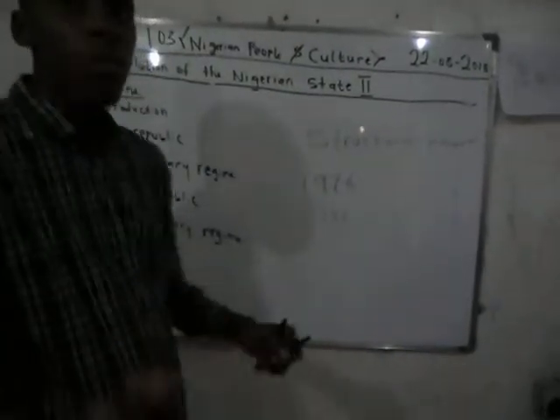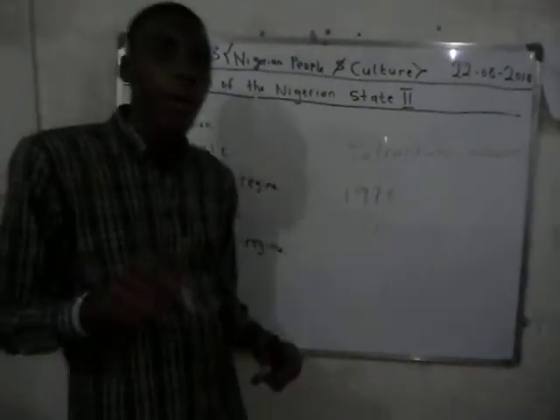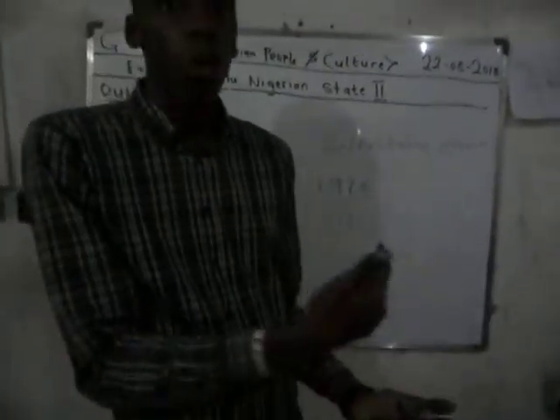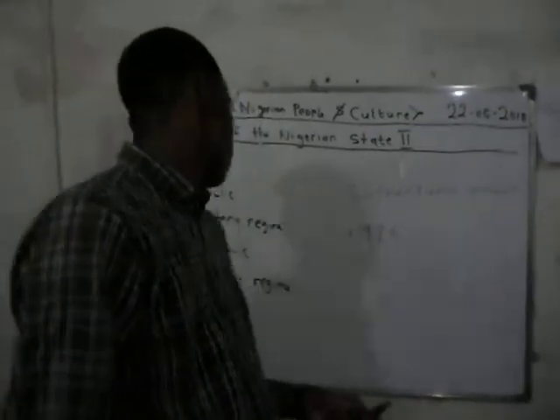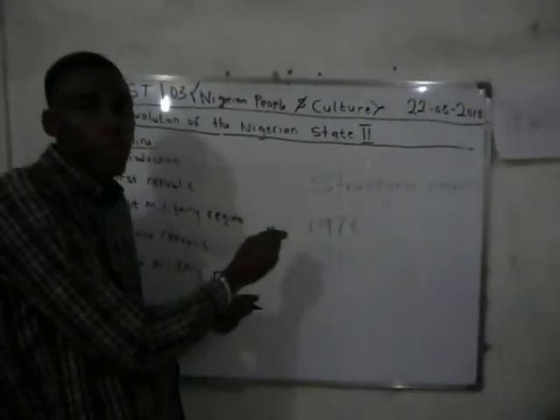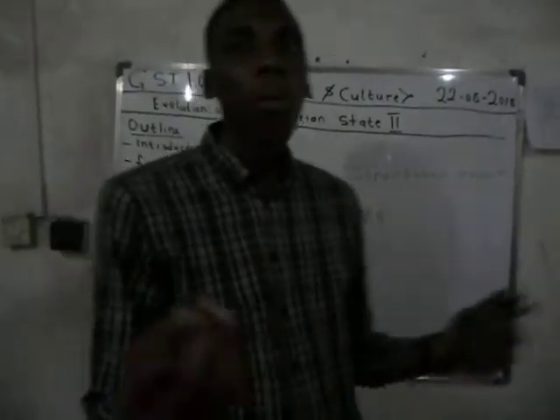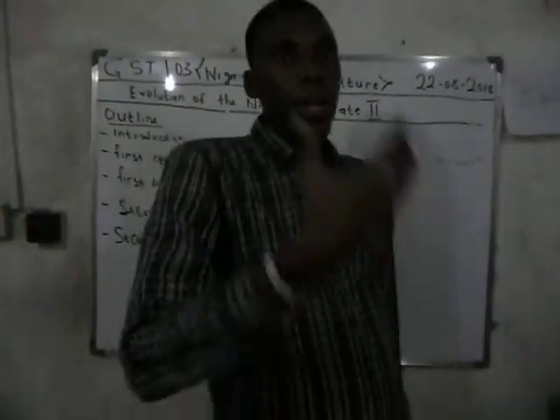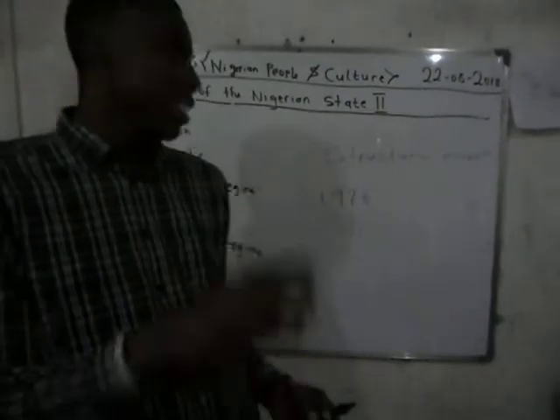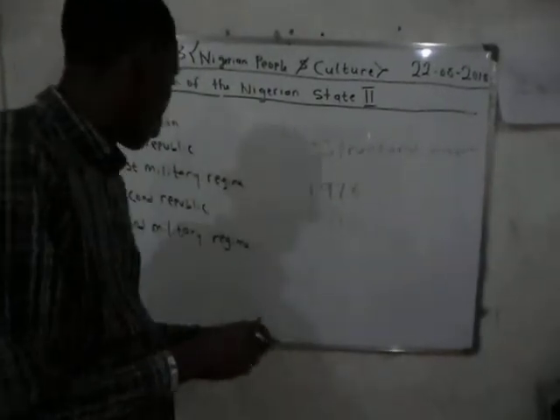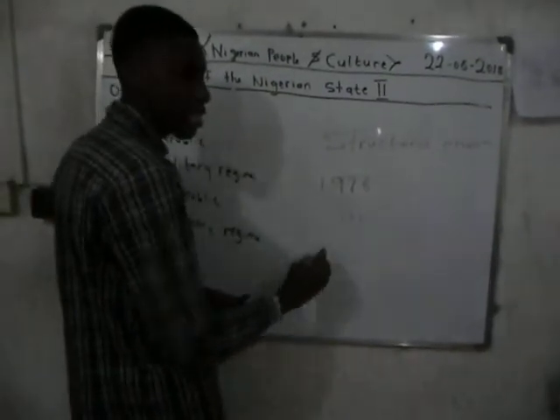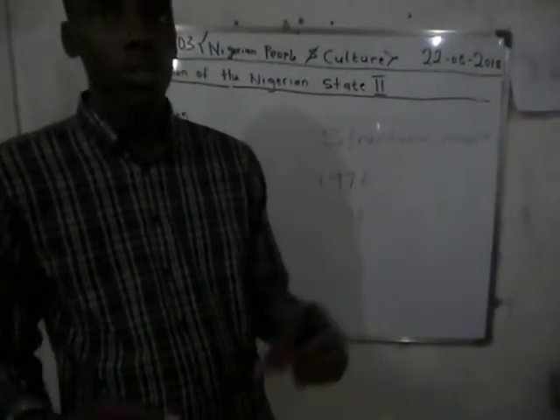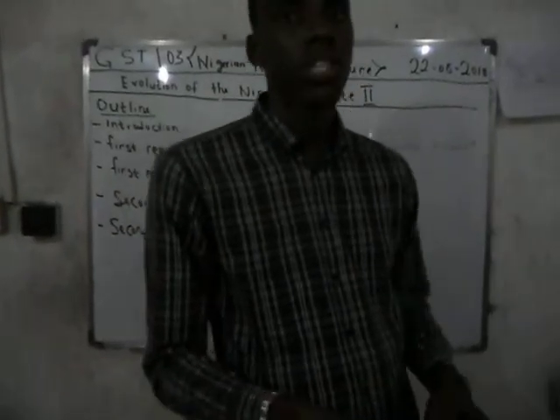So now, the Civil War and also the killing of General Murtala Mohammed in the year 1976 contributed to the fall of the first military regime. Now, the first military regime also made a remarkable success. And what was that success? They were the first regime to hand over to a democratically elected government, and that took place in the year 1979, when Shehu Shagari became the head of state, or the president of Nigeria.